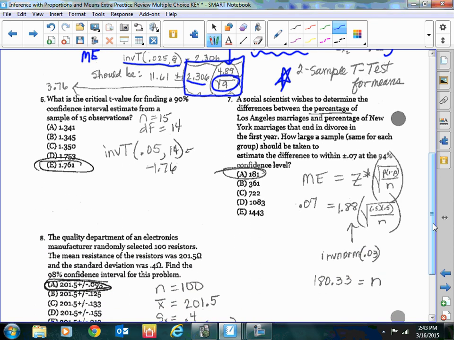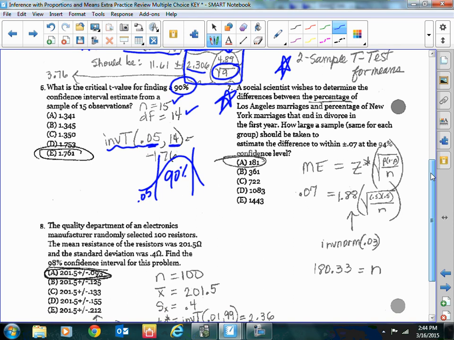Okay, number 6. 6 is straightforward. If you want to be 90% confident, you've got 90% in the middle, so you've got 5% in each tail. So it's inverse t of 1/tail, comma, 14 degrees of freedom, and again it's 14 degrees of freedom because the sample size is 15. That's 1.761. Okay, number 7 is a big one that people are still missing, so I'm going to go through that one carefully.